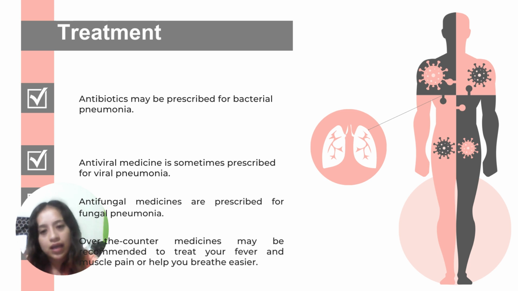Treatment. Antibiotics might be prescribed for bacterial pneumonia. Antiviral medicine is sometimes prescribed for viral pneumonia. Antifungal medicines are prescribed for fungal pneumonia. Over-the-counter medicine might be recommended to treat your fever and muscle pain or help you breathe easier.